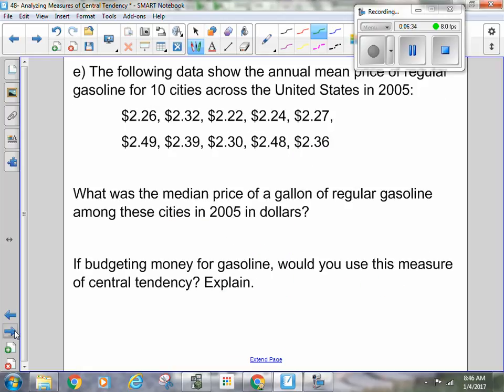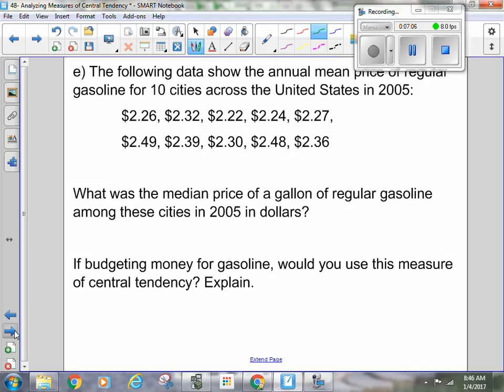Okay, E, the following data show annual mean price of regular gasoline for 10 cities across the U.S. in 2005. What was the median price of a gallon of regular gasoline in these cities in 2005 in dollars? Okay, so what I want you to do is type that into your calculator and use one variable stats to find the median. If you do that, you are going to find that your median is $2.31.